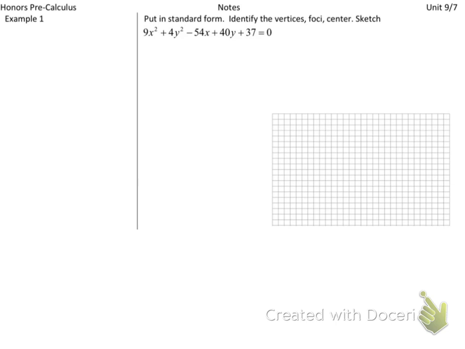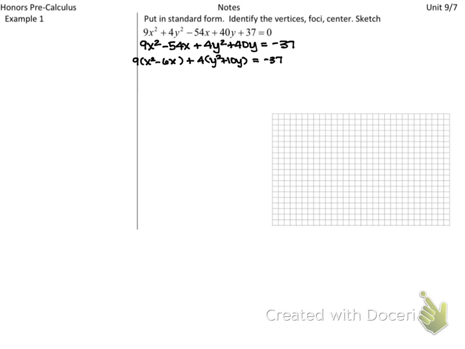Okay, I'm going to reorganize stuff. I want to have my x squared and my x right next to each other, so I'm going to reorganize these two to go together. And then I want my y squared and my y next to each other, and I'm going to go ahead and put my constant on the other side. Okay, from here, we want the coefficients on the x squared and the y squared to be 1, so I'm going to factor out what I've got here. So this is 9x squared minus 6x, and then plus 4y squared plus 10y equals negative 37.